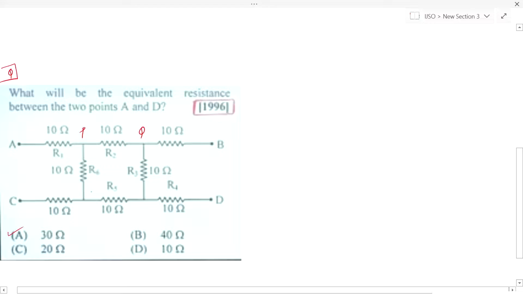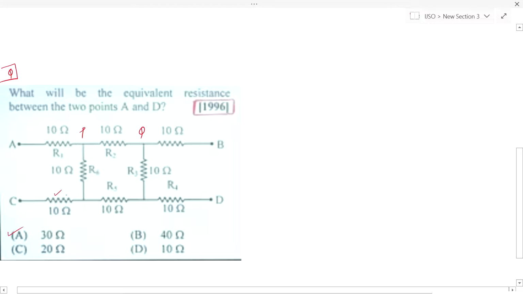So I took that 10 ohm, R1 plus R6, they are in parallel, so that's 5 ohm. Which one is parallel? R1 and R6. And that's 5 ohms. Then that plus R5, which is in series, so that's 15 ohms. Then I went to R2. R2 and R3 are in parallel, that's 5 ohm again. And R3 and R4 are in series. What about this one? They have asked between A and D.